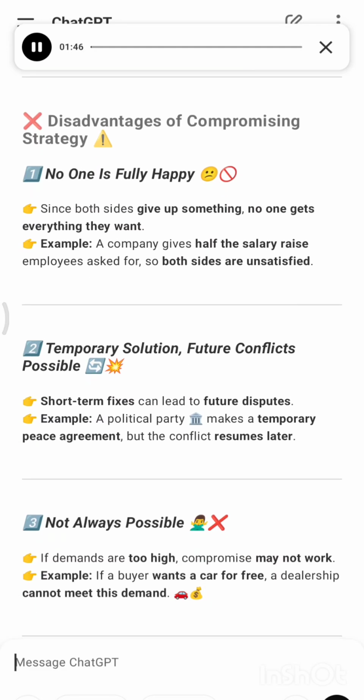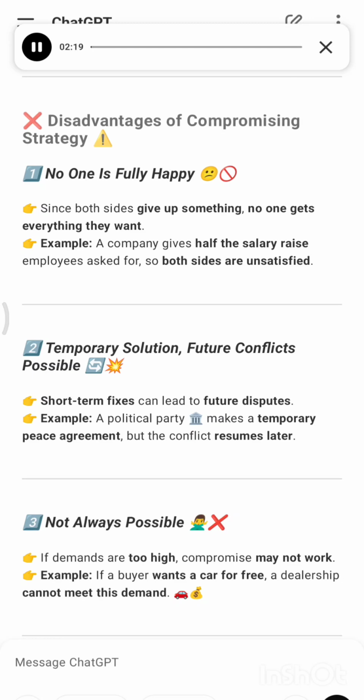Disadvantages of the compromising strategy. 1. No one is fully happy. Since both sides give up something, no one gets everything they want. Example: a company gives half the salary raise employees asked for, so both sides are unsatisfied. 2. Temporary solution: future conflicts possible. Short-term fixes can lead to future disputes. Example: a political party makes a temporary peace agreement, but the conflict resumes later.